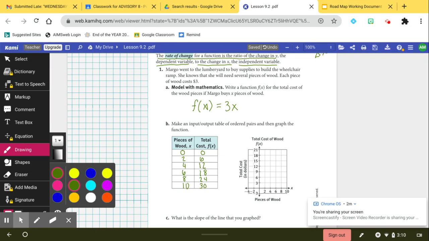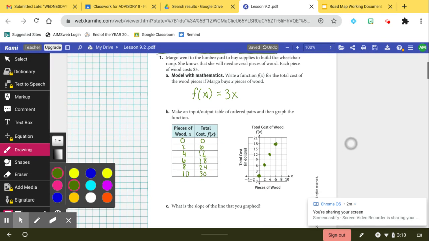So let's graph that. So 0, 0, and we're going to run out of room on our graph. Then we have 2, 6. Then we have 4, 12. Then we have 6, 18. And then we're running out of room to graph 8 and 10. But look at that. It's forming a straight line, so it is linear.